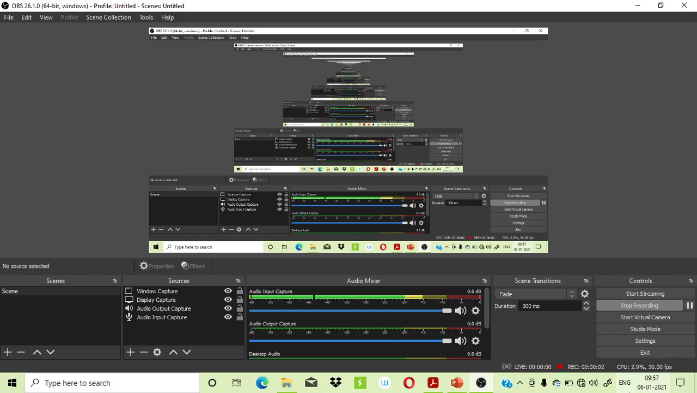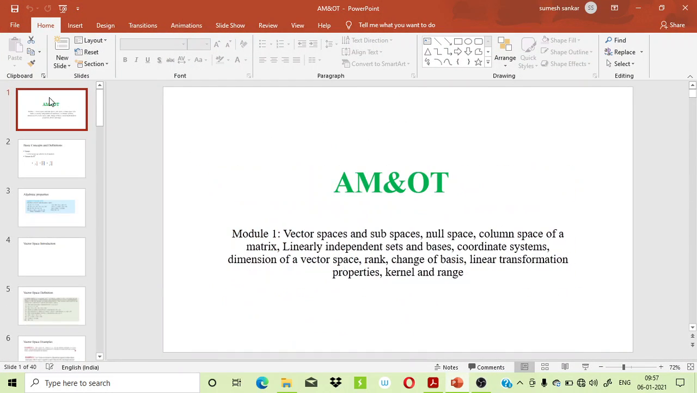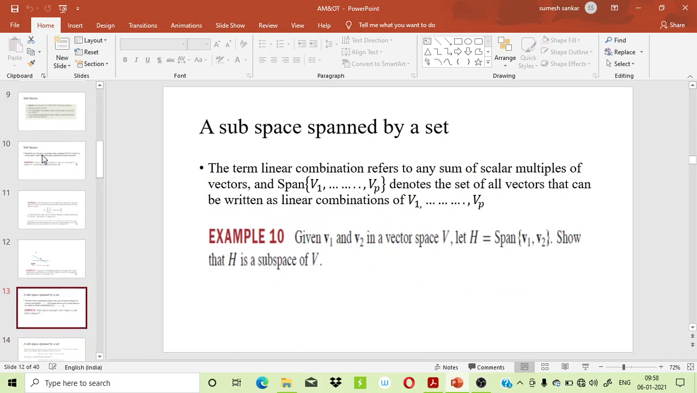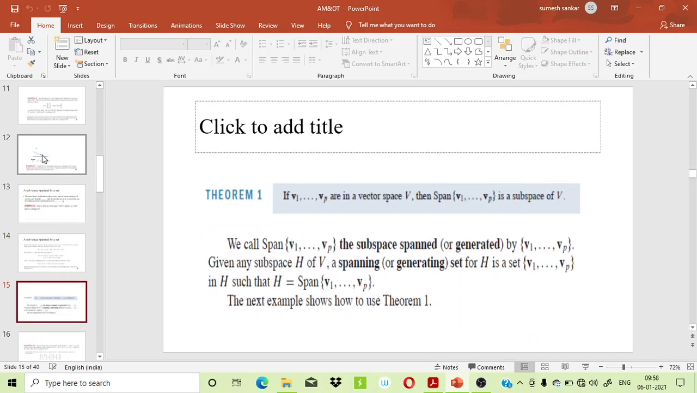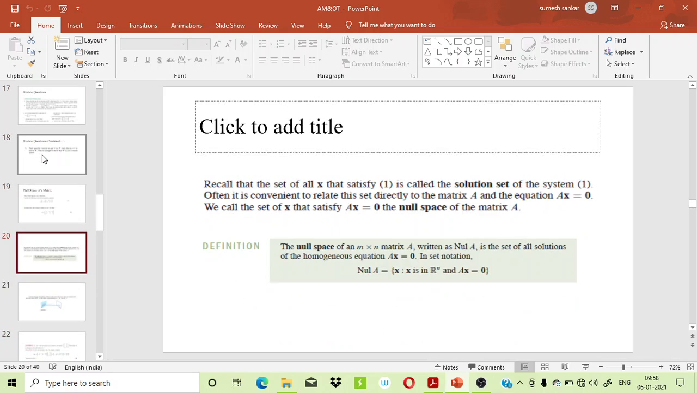Hi friends, in this class we will try to cover your module 1, that is column space of a matrix, then linearly independent sets and bases. Okay, first of all, the column space of a matrix.